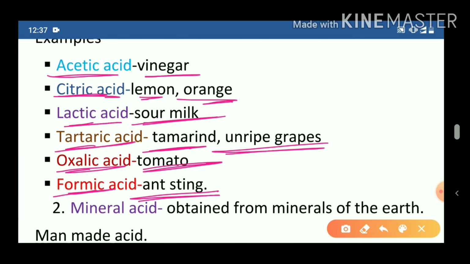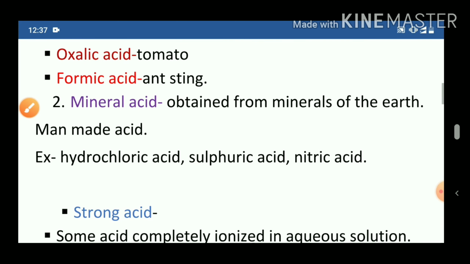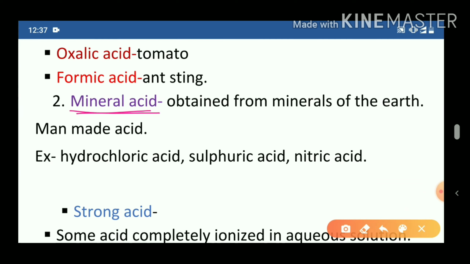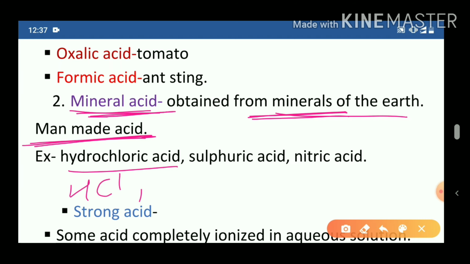Many of you have experience when ants sting, you get pain or sensation there. Why? Because formic acid is found in ant sting. Now we have completed organic acid. Second, mineral acid. The acid which we obtain from minerals of the earth is called mineral acid. These are man-made acids also. Examples are hydrochloric acid, sulfuric acid, and nitric acid.